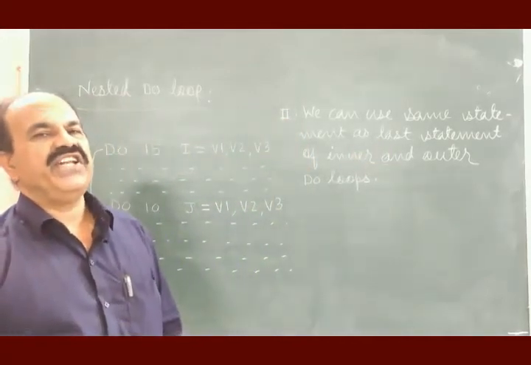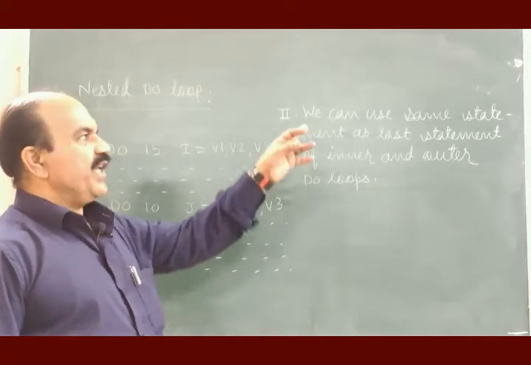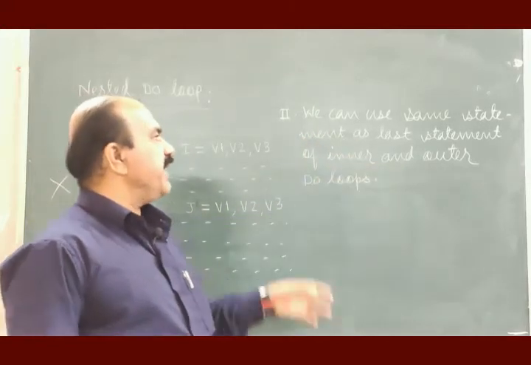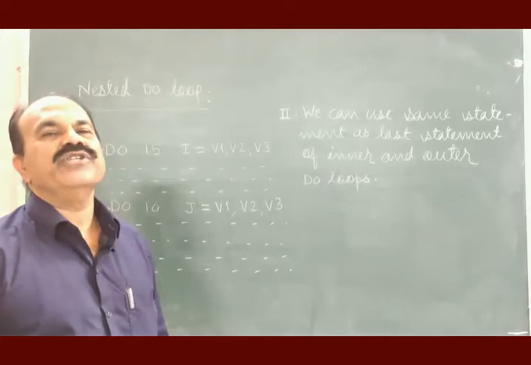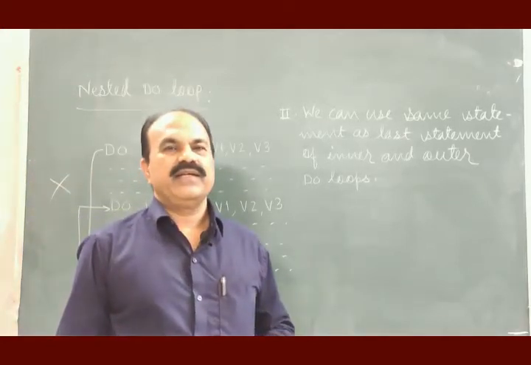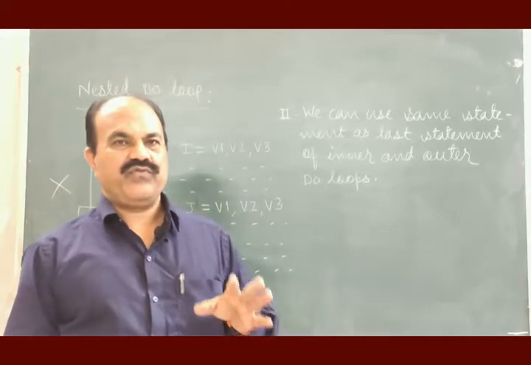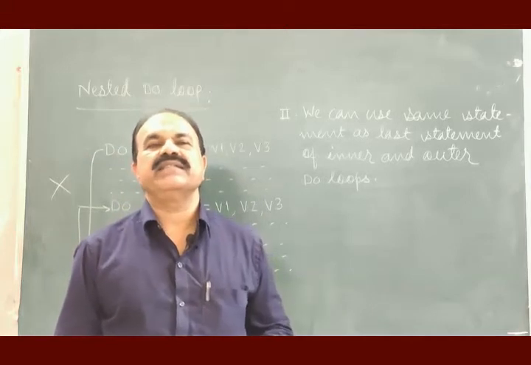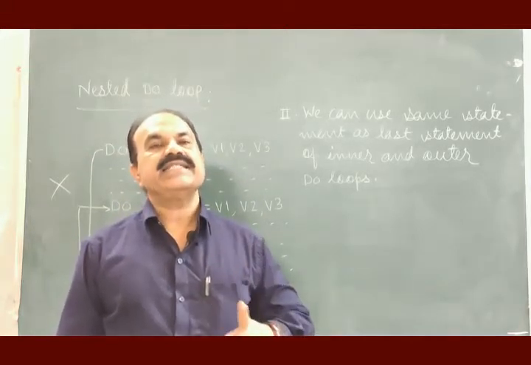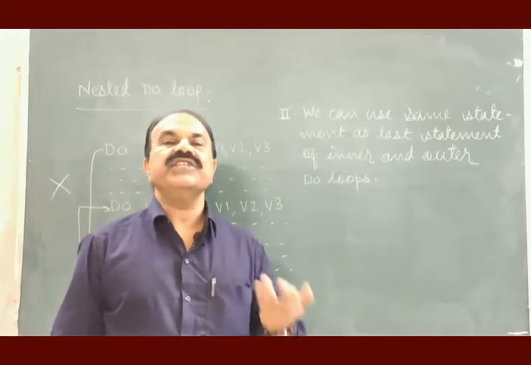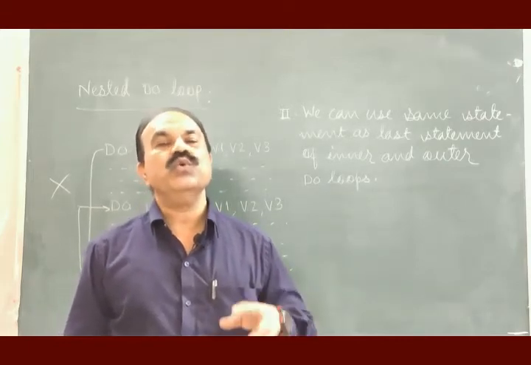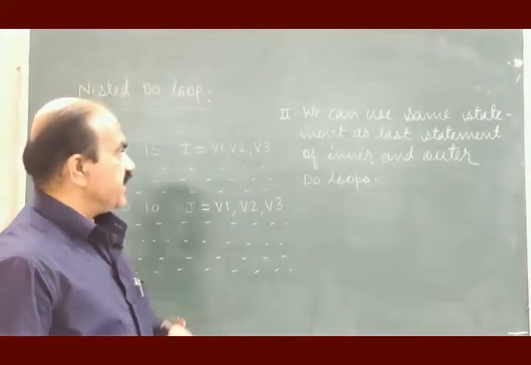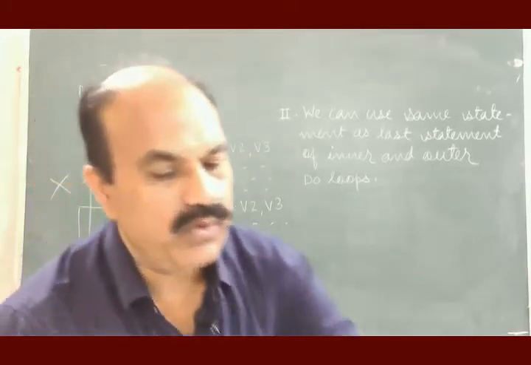Second rule for nested do loops. We can use same statement as last statement of inner and outer do loops. Fortran allows to use the same statement as the last statement of inner as well as outer do loops in nested do loops. Let us see how to use this rule.